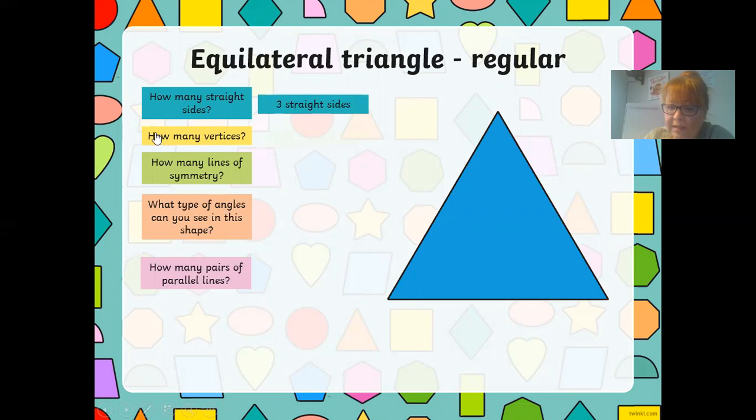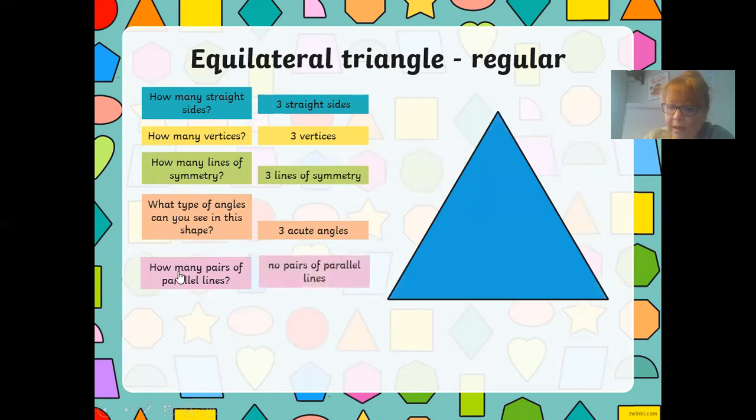How many vertices? Well, you can see that it's got 3. 1, 2, 3. How many lines of symmetry? 1 there, 1 there, and 1 there. Now that is because it's an equilateral triangle. That's why it's got 3 lines of symmetry. Okay, it's the only triangle that is a regular polygon. It's got 3 acute angles and it has got no pairs of parallel lines. You might want to note some of these facts down, or you might just want to watch the video again when you do the work.